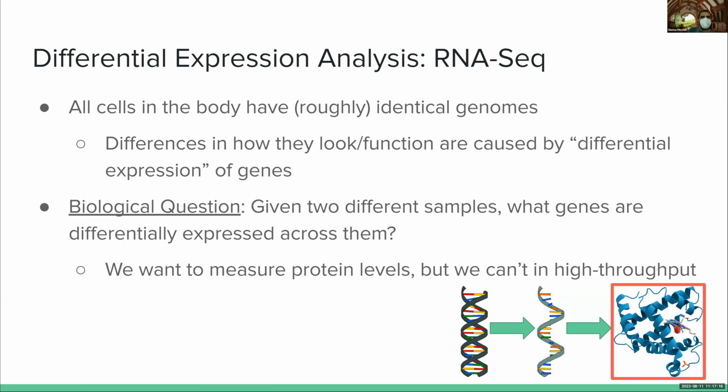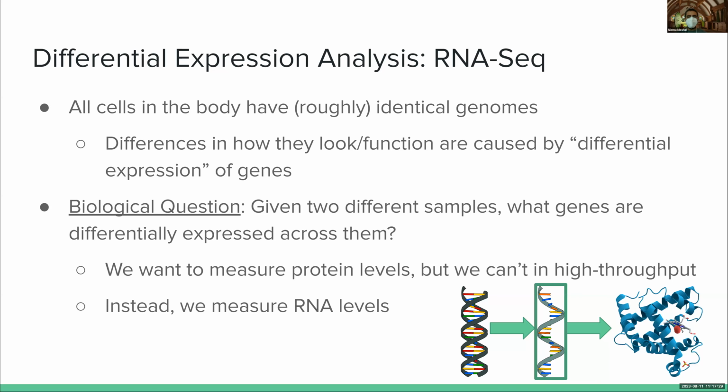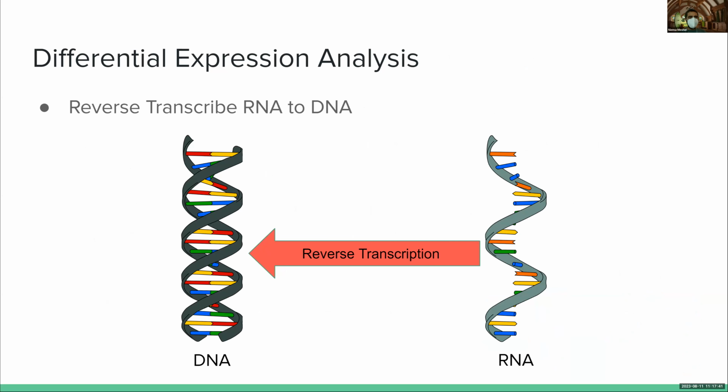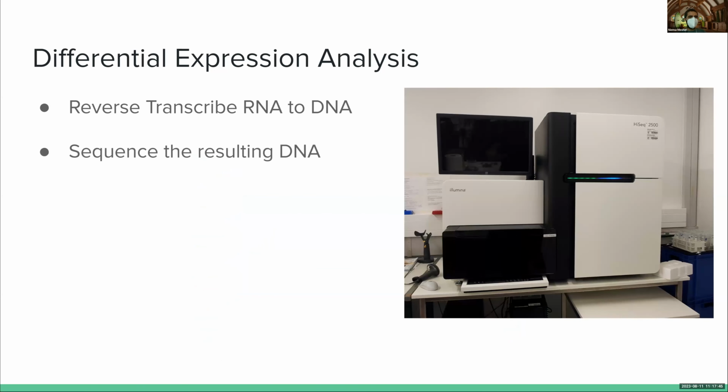Ideally, as I mentioned before, proteins are kind of like the main workers of the cells. So ideally, I want to be able to measure protein levels of each of the genes, but I can't do that in high throughput because of technical limitations you don't have to worry about. But because of the central dogma, RNA is a pretty good proxy. So I can measure RNA levels in high throughput. It's close enough to protein levels, so good enough. And the way that we do this is we reverse transcribe RNA back into DNA. We sequence the resulting DNA using one of these sequencing machines.